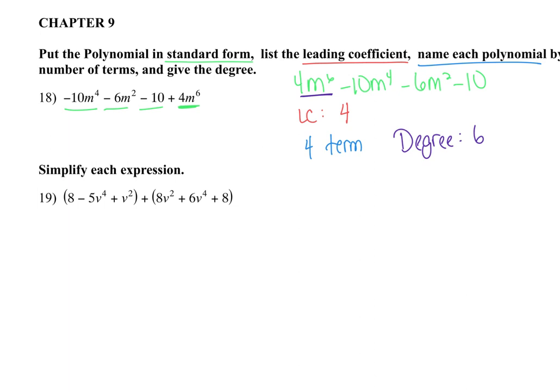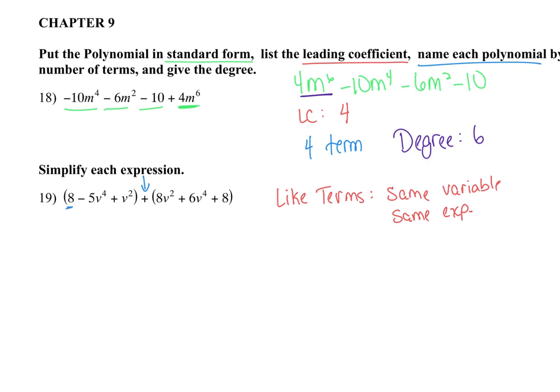Remember, to add them, they must have like terms, which means they have to have the same exponent, same variable. Both of those have to be the same. All right, so I'm just going to look through it and I'm going to say this is addition. You can either group them or you can just add across.